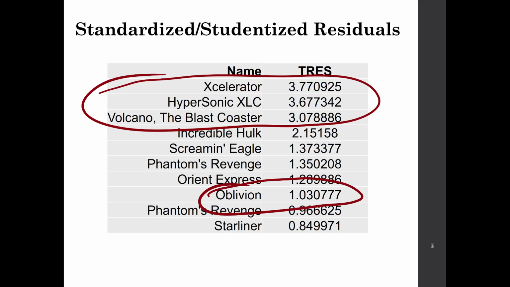Notice that Oblivion, even though it had really high leverage, does not have a particularly large studentized residual. It's just 1, so very common. We'll revisit that in a second too.